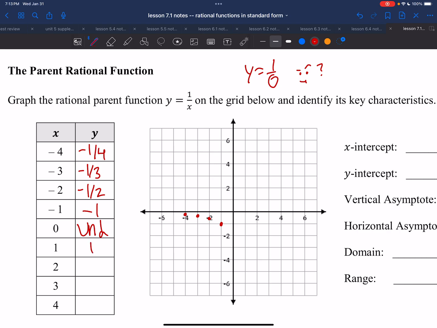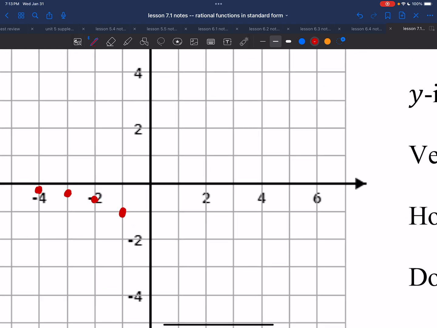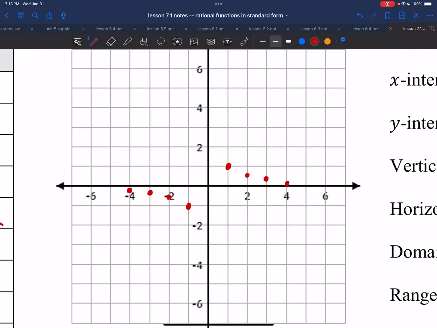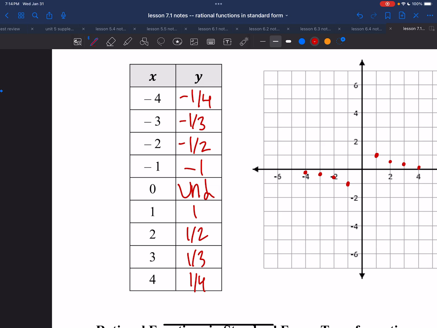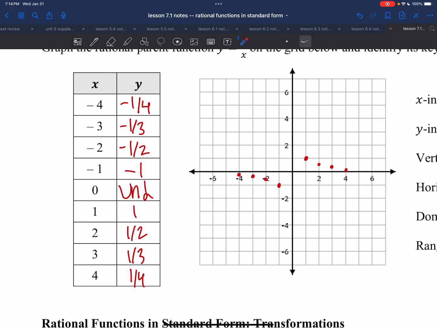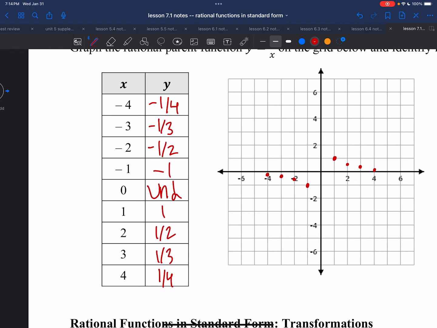1 over 1 is 1, then 1/2, 1/3, and 1/4. I'm going to draw some of those points, and not be as picky here. I have 1, then 1/2, then 1/3, then 1/4. You might ask, what is this graph going to look like? Is it coming around like this, and then going to come up and over, or is something weird going on? So we're going to generate some more points. It would help to know how the graph is behaving between negative 1 and 1. What is going on in this region? So let's continue our table.